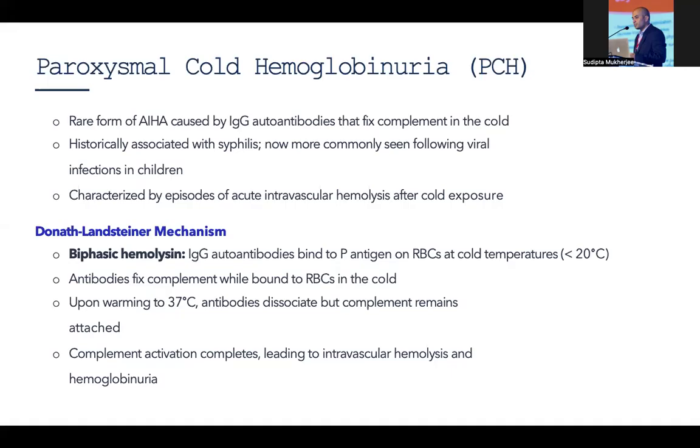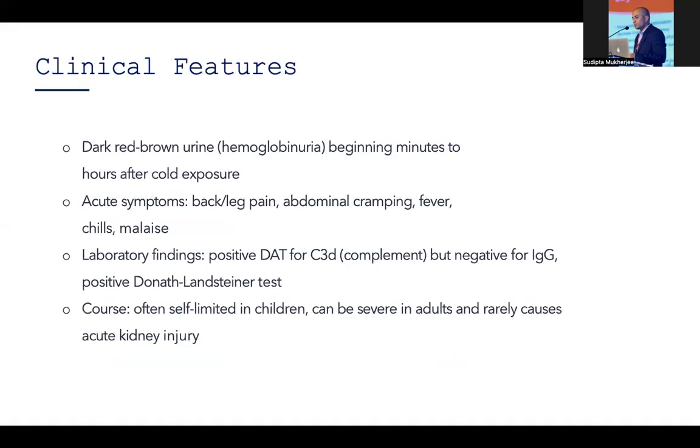And the mechanism of this hemolysis is called the Donath-Landsteiner mechanism, because there is a biphasic hemolysin. Here, the IgG autoantibody binds to P antigen on RBC at cold temperature, that is less than 20 degrees. The autoantibody fixes complement while bound on the RBC in the cold phase. Now, upon rewarming to 37 degrees, this antibody dissociates, but the complement remains attached. And there is a complement activation leading to intravascular hemolysis and hemoglobinuria.